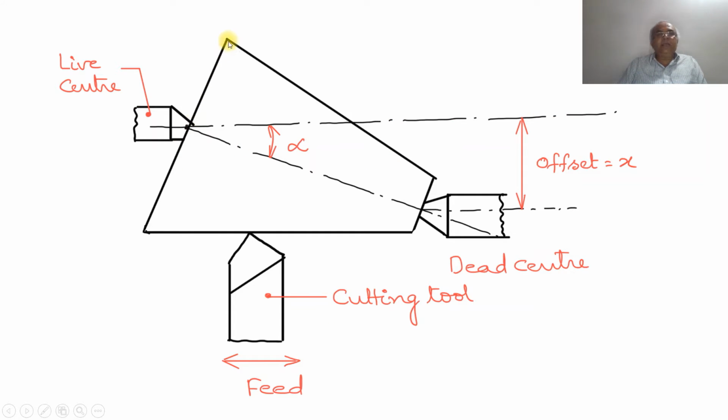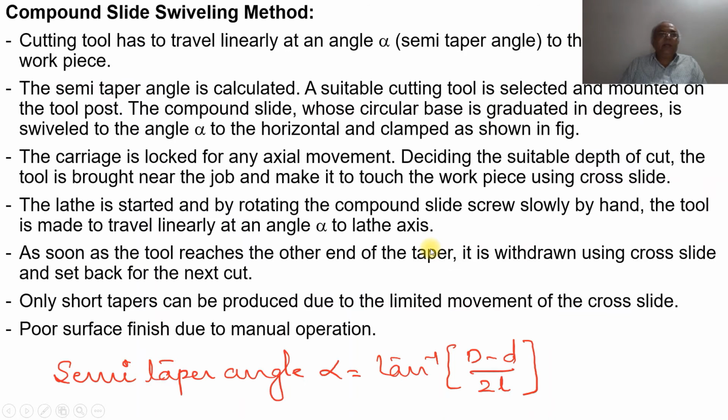So this is the capital D, and this is the small d, and this entire length is the length of the workpiece. This is how you will be able to generate it, but the condition is that only small tapers can be done. That is basically because of the offset limitation, and the length of the workpiece should be large enough, and only outer or external tapers can be done.